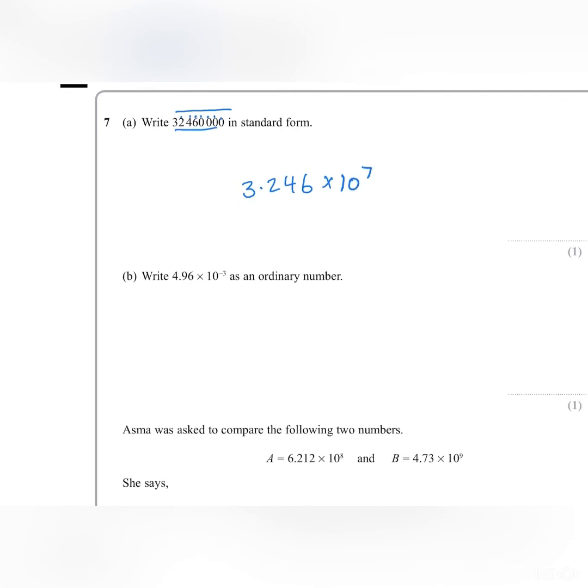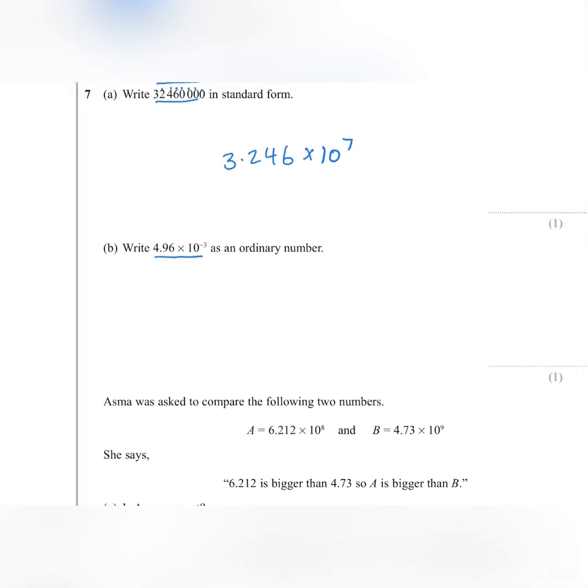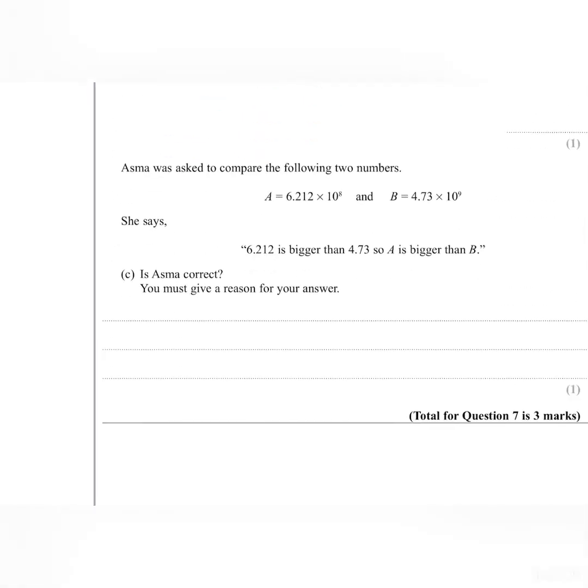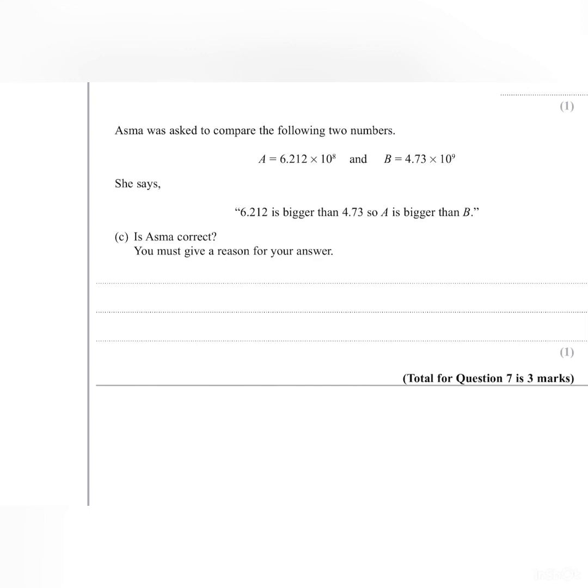Okay, so that will be the answer for part A. And then if you look here, that's already in standard form, and it says write in ordinary number. So we want to not write this as a power of 10. So it's a small number. So 4, 9, 6, 0 on this side, one more 0 on this side, and this is what this number should be. So 0.00496.